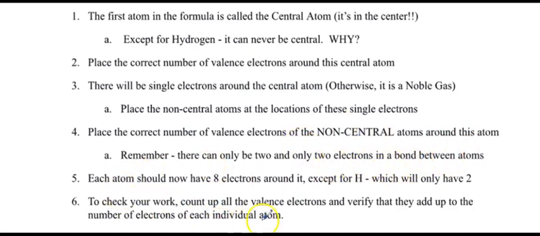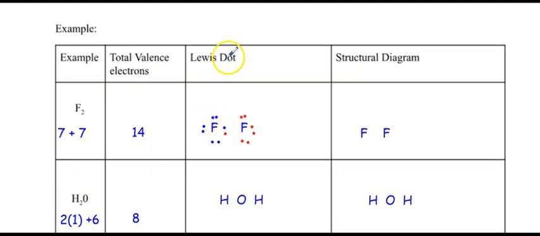It says to check your work, count your valence. All right, let's see here. How many electrons? Well, let's check this out. How many total electrons does this fluorine claim? Ready? 2, 4, 6, 8. How many does this fluorine claim? 2, 4, 6, 8. So each fluorine has 8 electrons around it.